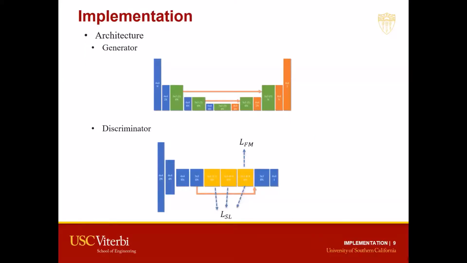Next, let me introduce our implementation. These two plots show the architecture of the generator and the discriminator. The blue block stands for the convolutional layer, the green block stands for the residual block, the orange block stands for the deconvolutional layer. The yellow block in the discriminator stands for the dilated convolution layer. When we construct the feature matching loss, the output of the last dilated convolution layer is compared. The style loss compares all of the three outputs of the dilated convolution layer.